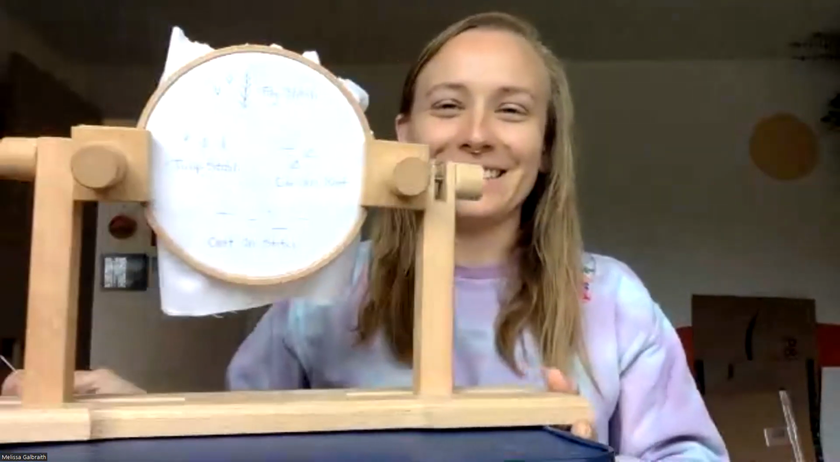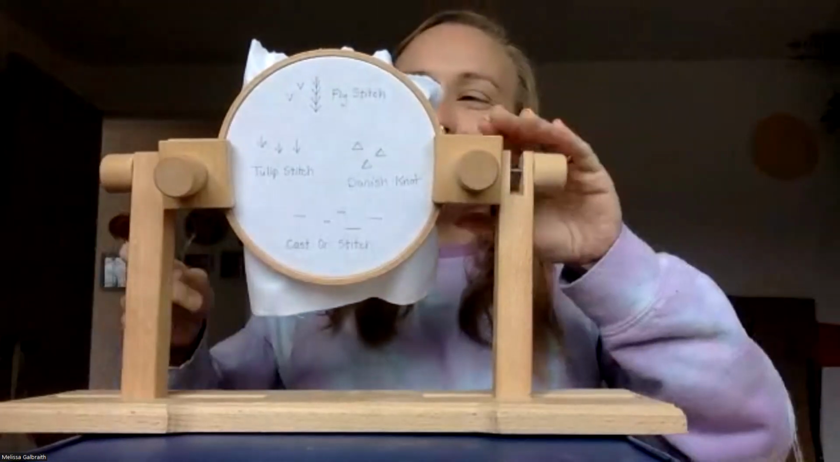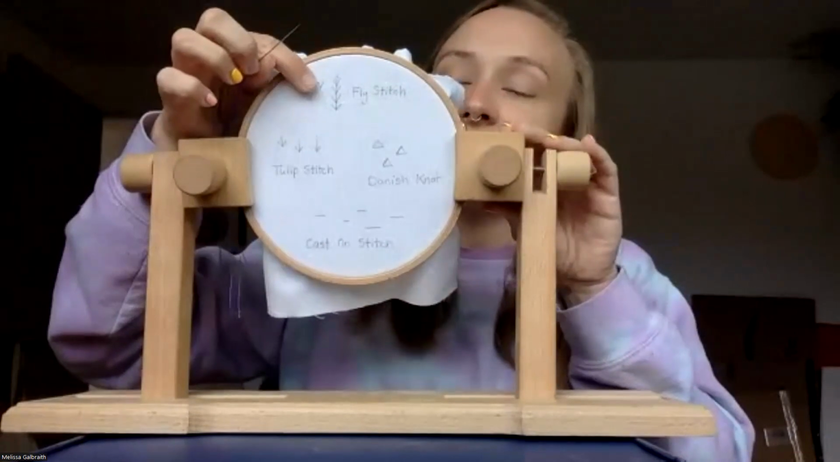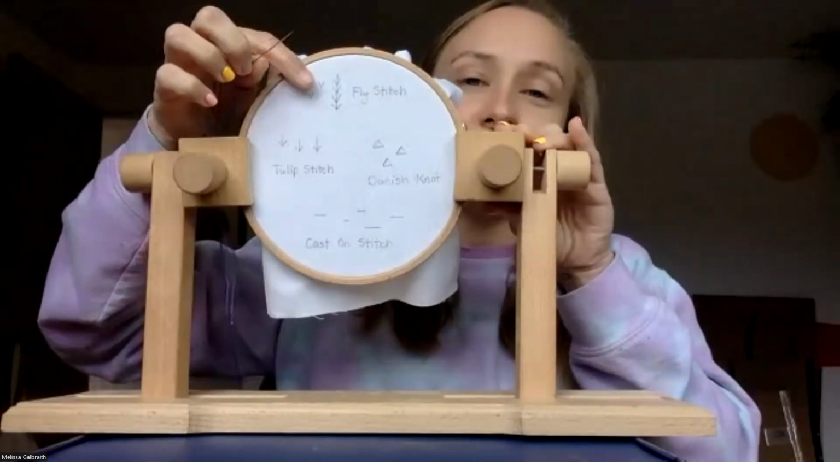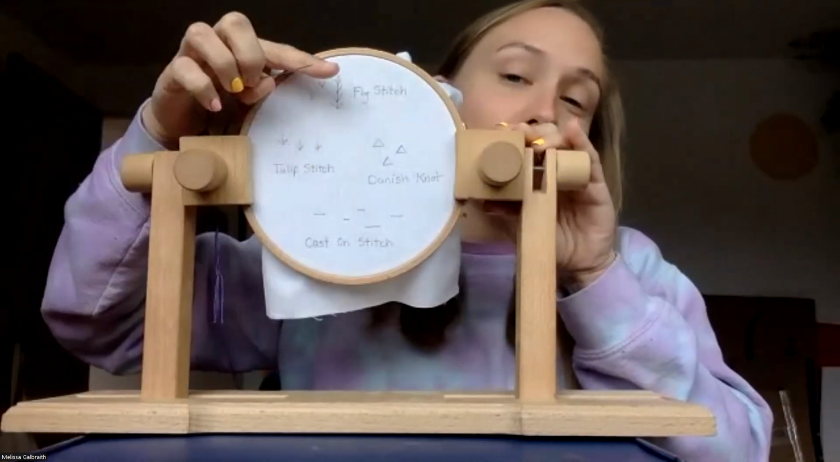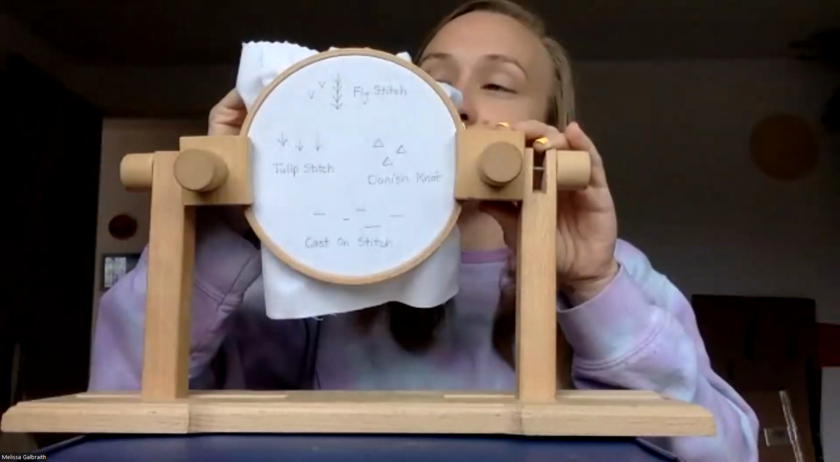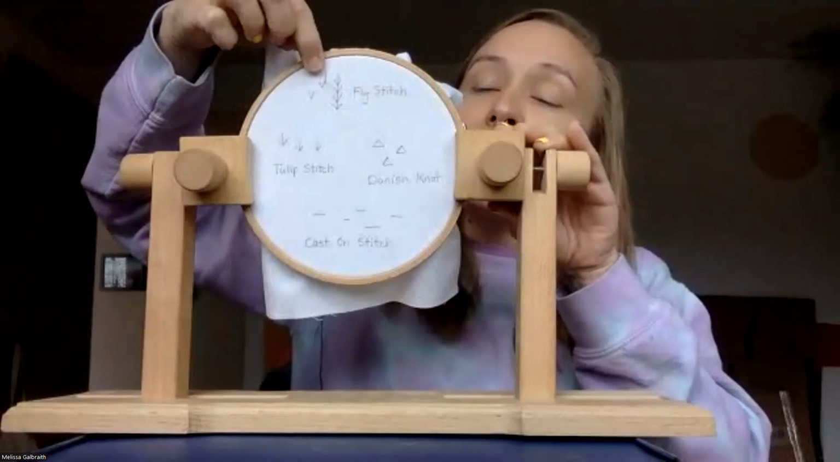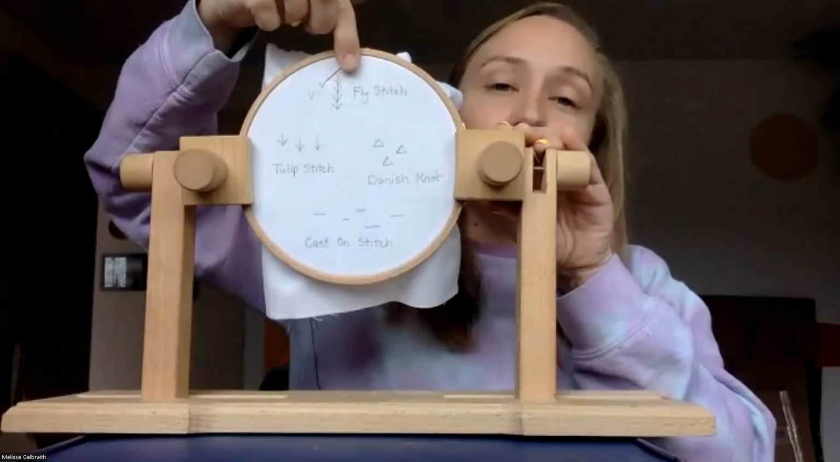All right, now we're finally going to get stitching. So we are going to do the fly stitch first, and this one looks like little V's, and you can do them individually or connected in a row. So to start, we're going to bring our needle up from the back of the fabric to the front, right at one of the top corners of our V here.